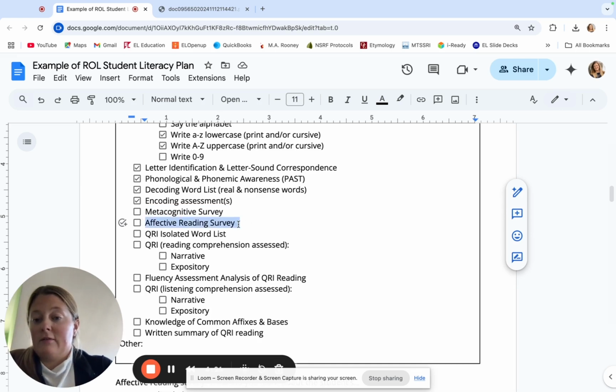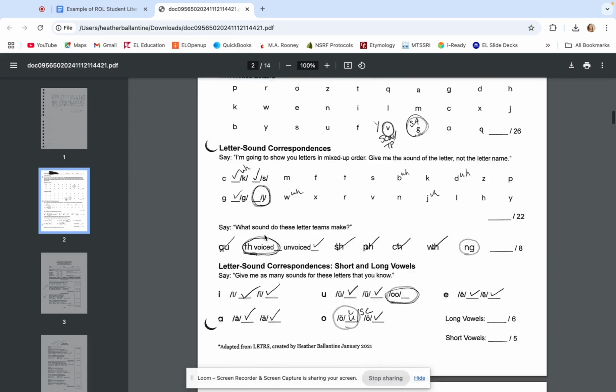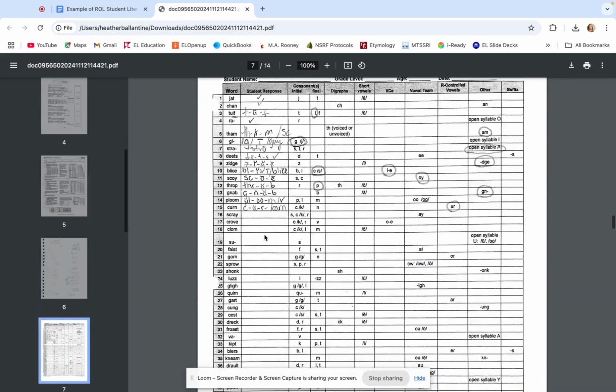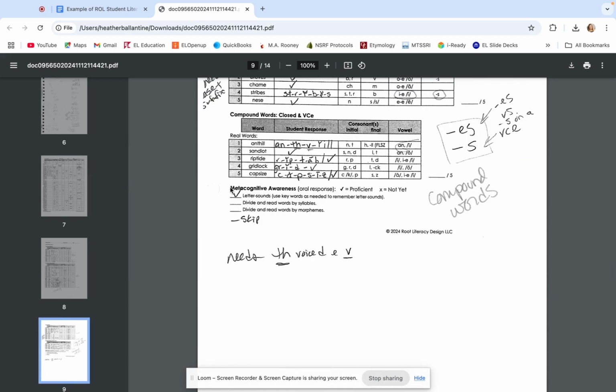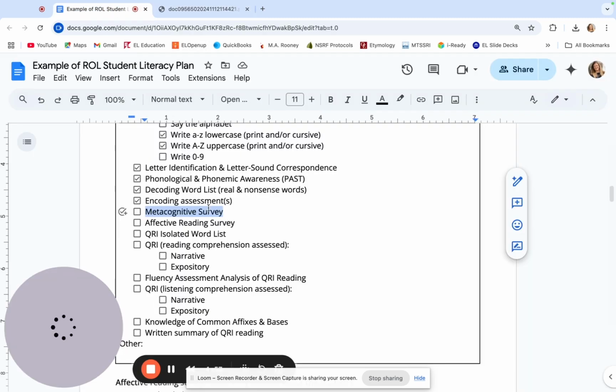I did not do the effective reading survey, although metacognitive is, did I do that? Let me see. Oh, so that's built into one of the assessments I did. So I did do that with him. I asked him what do you do when you get to a word you don't know how to read? And he said he uses letter sounds, and he also said he skips the word. So those aren't great. Skipping is not a strategy. So I need to work on dividing and reading words by syllables and by morphemes with him. So I'm going to check off that I did do some metacognitive.